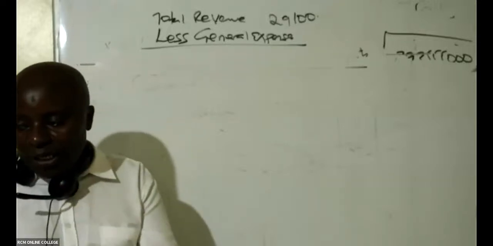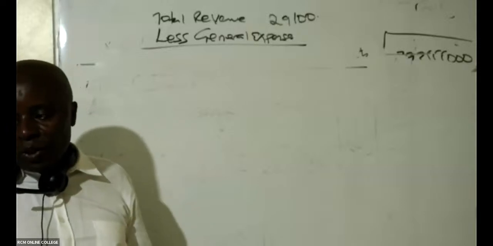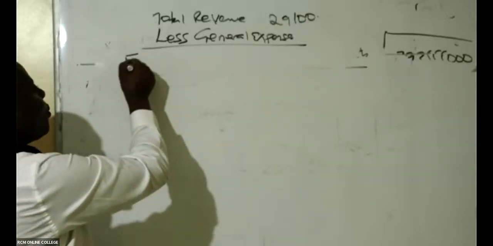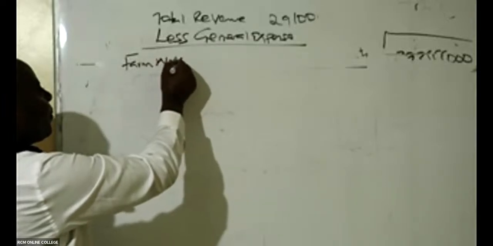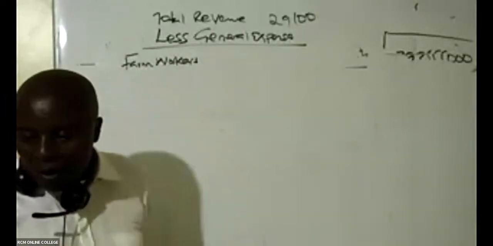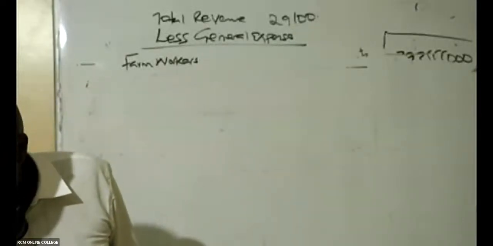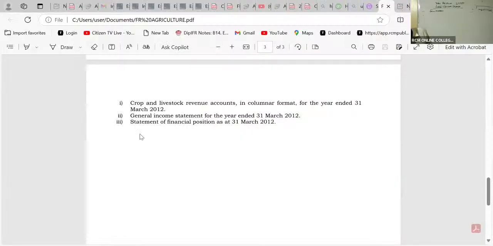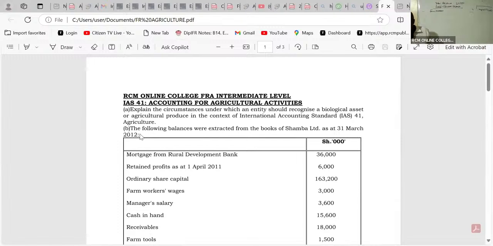All right. So we look at our trial balance, where we are able to see the farm workers' expenses or wages. If you look at the question here, you are able to see the farm workers' wages. It is neither in crops nor in livestock. It's a common expenditure. So the farm workers' wages, 3,000. Put this in brackets like that.